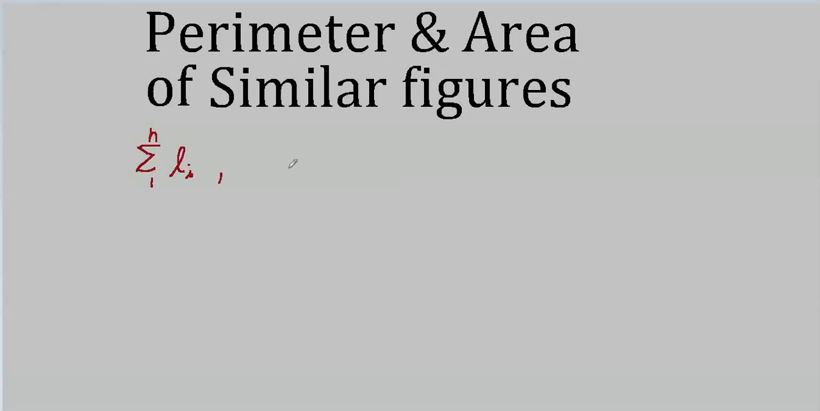Suppose that we have two figures and we're going to label their sides L and K. And L sub I equals 3 times K sub I. In other words, for every side in polygon L, the similar figure, polygon K, every side in K is 3 times the size of side L, or L sub I. Well, suppose we add this up this way now.